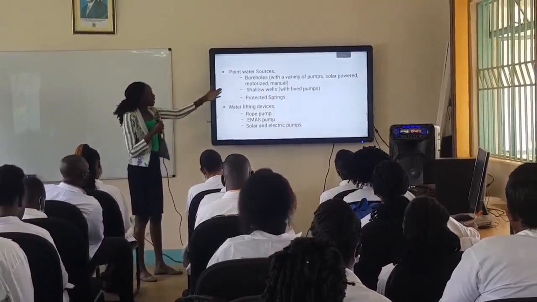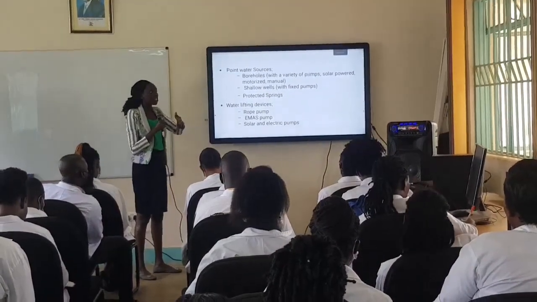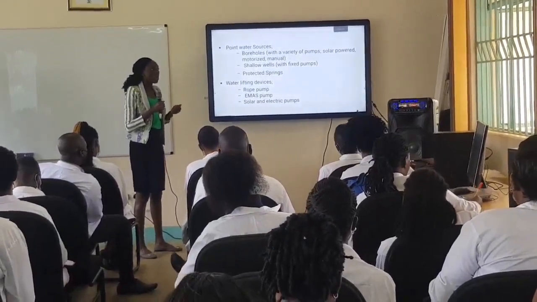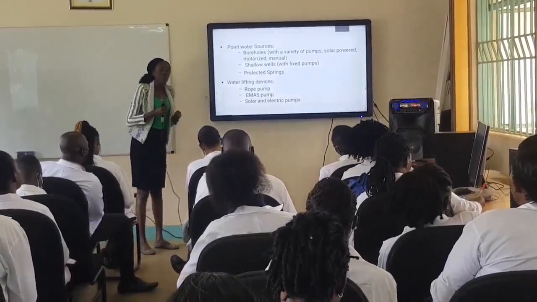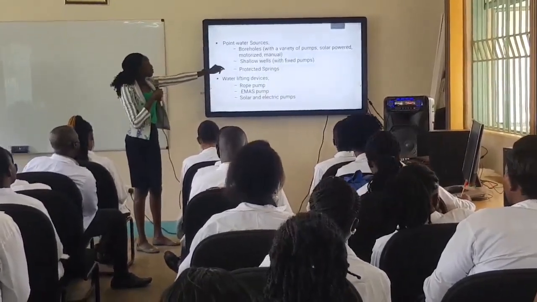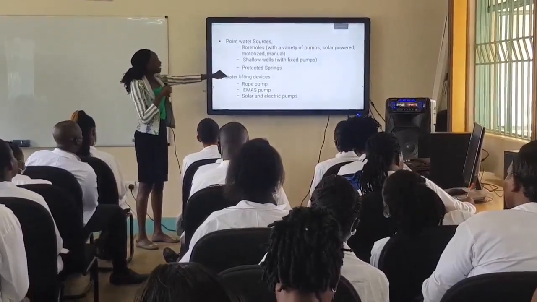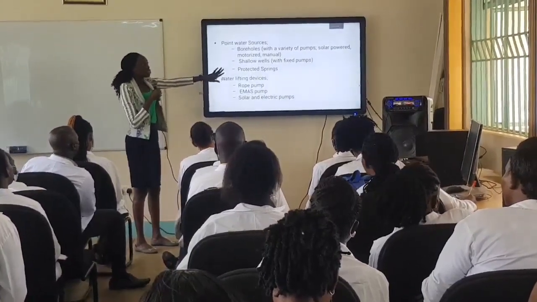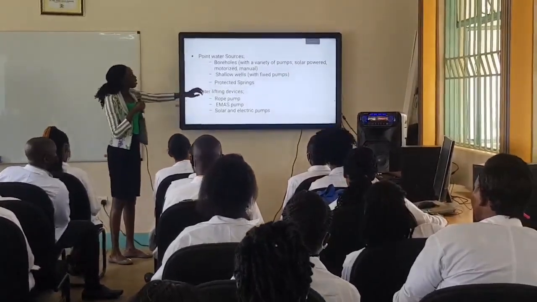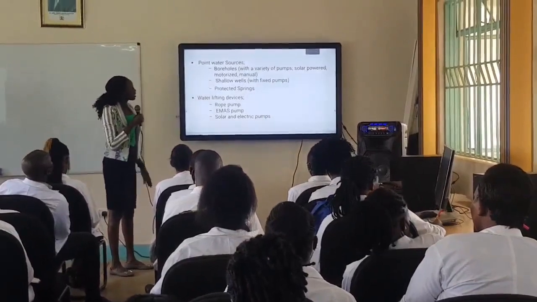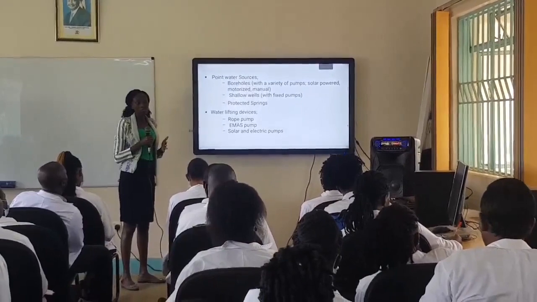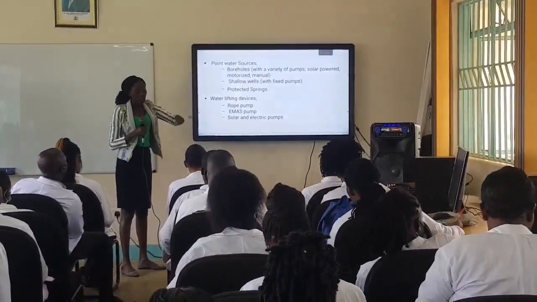We have motorized. For this one, the motor is attached, and it's the one that is used to draw the water. Then manual, whereby a human being holds the handle of the borehole and pumps. Most of you are going to see this, but they are there in the communities. We've established some. And then we have protected springs. Then water lifting devices. We have a rope pump. For the rope pump, it's traditional technology. It's through a pipe that is used to draw water.